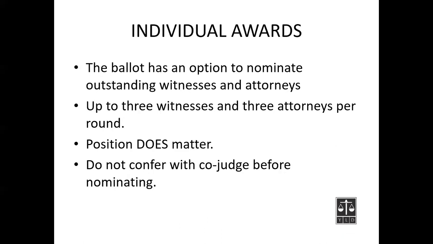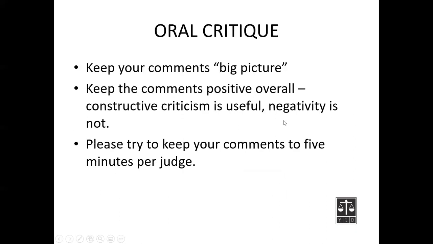Now, the electronic ballot has an option to nominate outstanding witnesses and attorneys. We do request that you do that if you see those outstanding performances. If you didn't see anything you felt was worth nominating, that is totally fine. There's a place on the ballot where you can indicate that. You can nominate up to 3 witnesses and 3 attorneys per round. Position does matter. So do make sure you're putting your top student in first and second and so on. Do not confer with your co-judge before nominating. This should be each judge's individual evaluation of the performances.